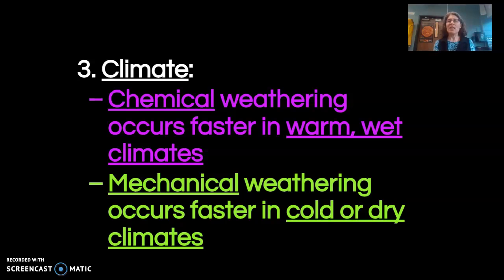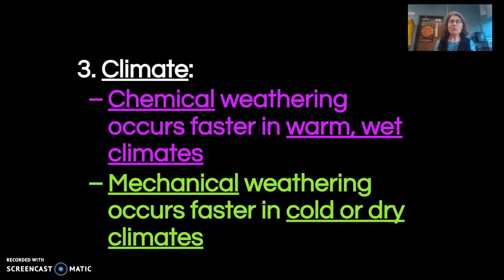The third factor that influences the rate of weathering is climate, and there are two contrasting statements here. Chemical weathering happens faster in warm, wet climates. That's because it's much easier for things to dissolve in water. So when you have water present, it's going to make those chemical reactions happen faster. Conversely, mechanical weathering occurs faster in cold, dry climates.